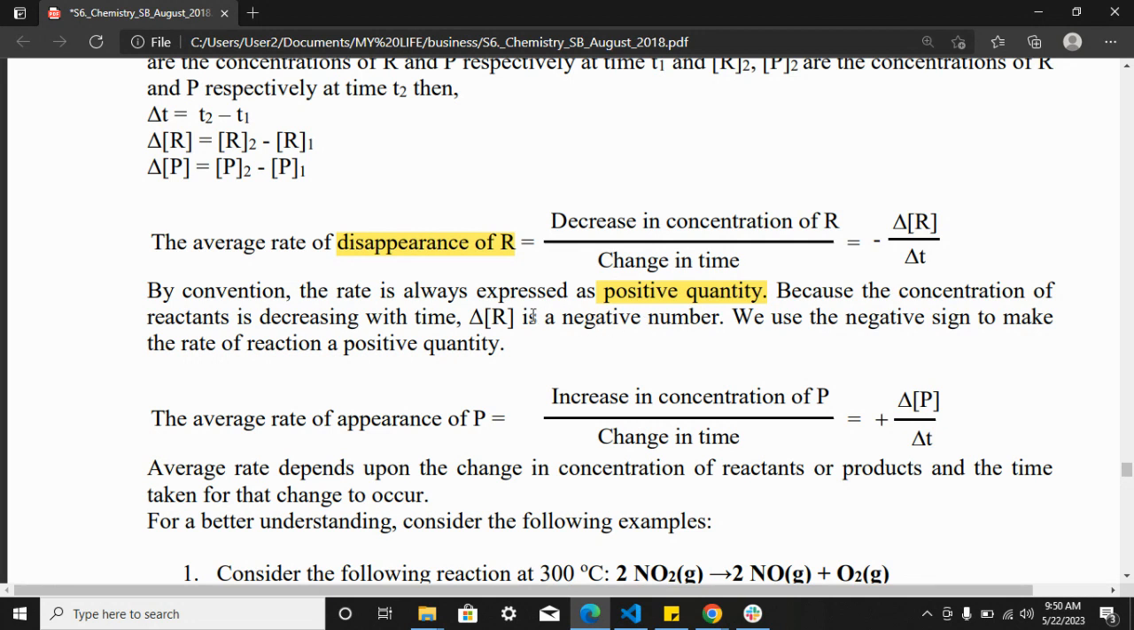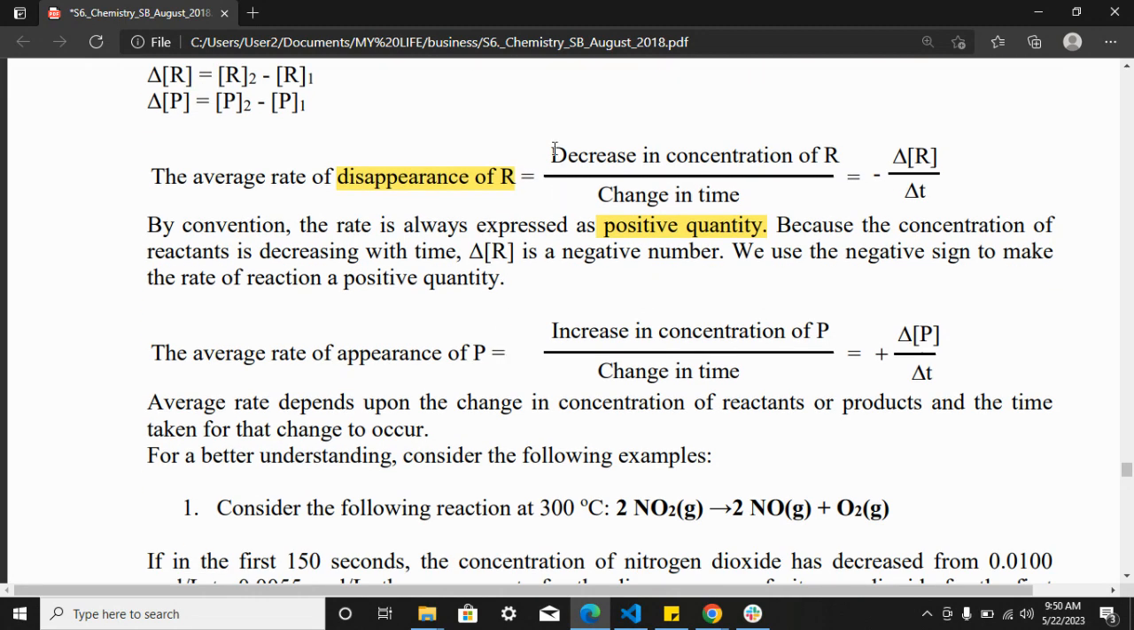So noneho rero mathematically ariko iri negative. Mathematically iri negative. So because the concentration of reactants is decreasing with time, the change in R is a negative number. We use the negative sign to make the rate of reaction a positive quantity. Ushatse washyira negative sign hano imbere kugira ngo nuza gukarikira hano ufite ikintu kiri negative, kongera ugakubaho negative, this will give us positive. Wowe ukeneye gutanga ibintu biri positive, there is no problem.